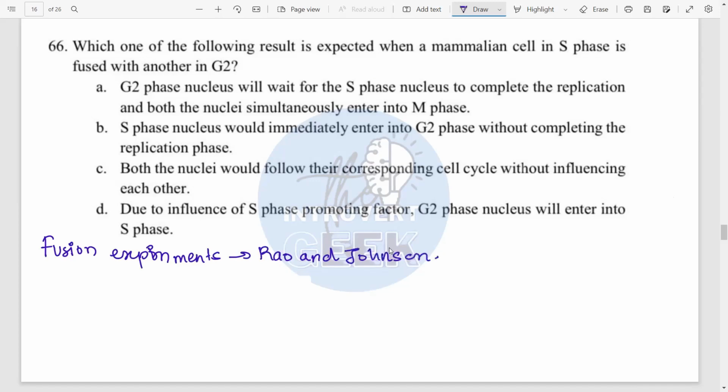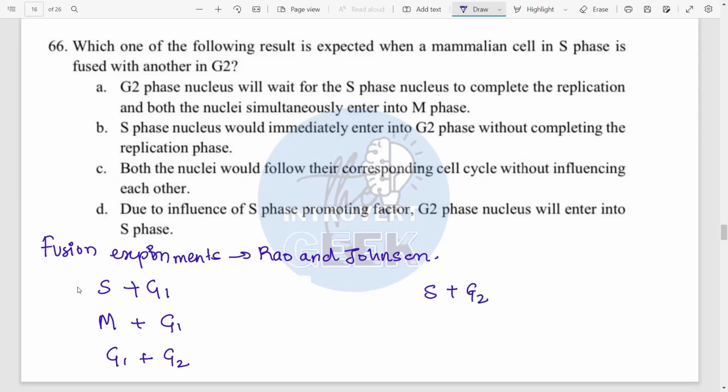Now what did they do in such kind of experiments? So they took different combinations, like one cell which is in the S phase, they fused it to another cell in the G1 phase. Then the second instance, one cell is in the M phase, the other one is in the G1 phase. Next case, one cell is in the G1 phase, the other in the G2 phase. Next instance that they did was one cell in the S phase, the other in the G2 phase. And they observed which stage the fused cell is in.